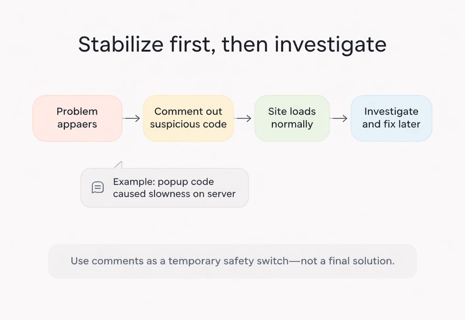A practical move they make is to comment out the suspicious code, like the pop-up functionality, so the site becomes stable again. This is a good real-world habit. Stabilize production first, then do deeper investigation. They also mention that something looked only slightly slow locally, but after deploying to the server, it became noticeably slow, which can happen due to server resources, caching, or different runtime conditions.